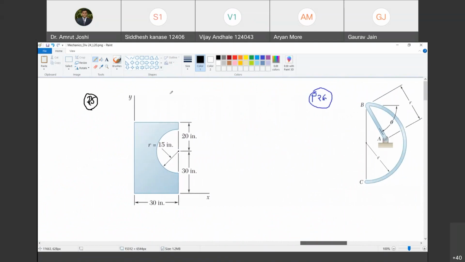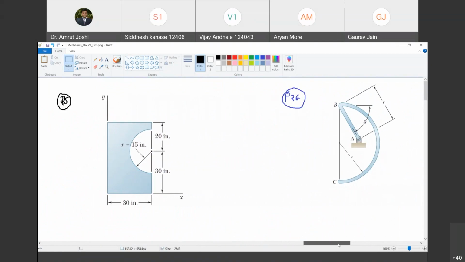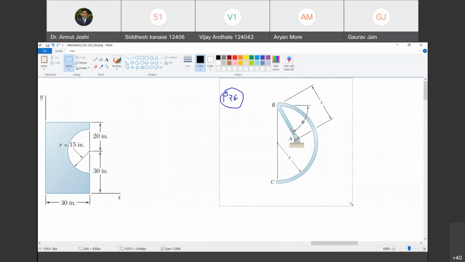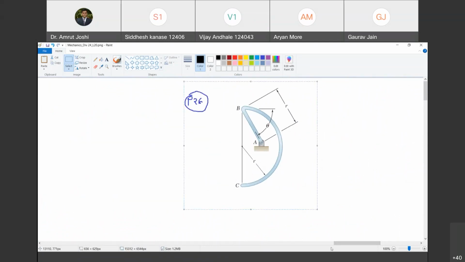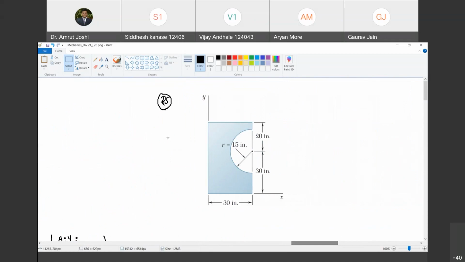So now let us quickly solve this problem, problem number 26. But I am going to add something else to this problem. So what am I going to add to the problem statement? Let us see. So first thing is you have to find out centroid, that's for sure. Now I am going to name the corners of this figure A, B, C, and D. Are you with me? Yes, sir.